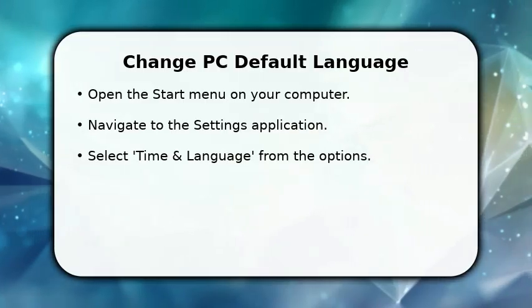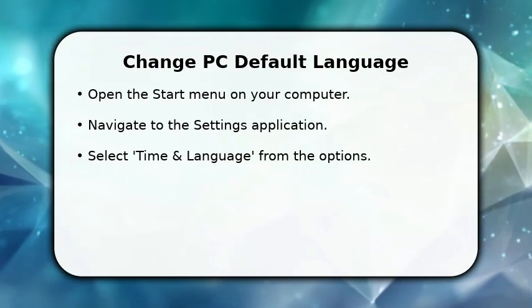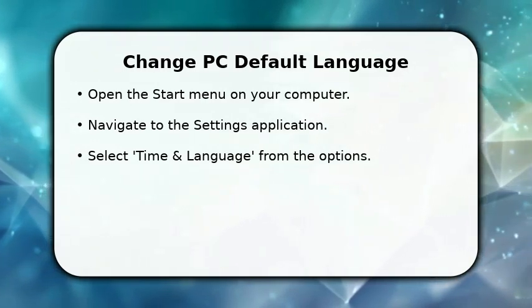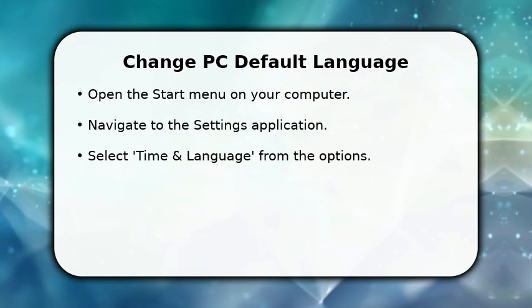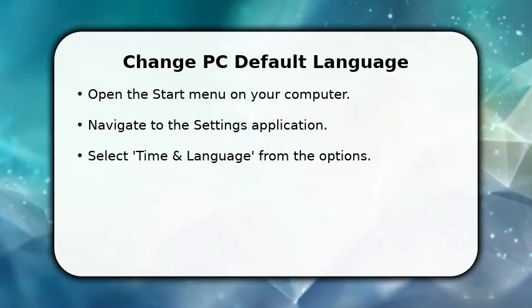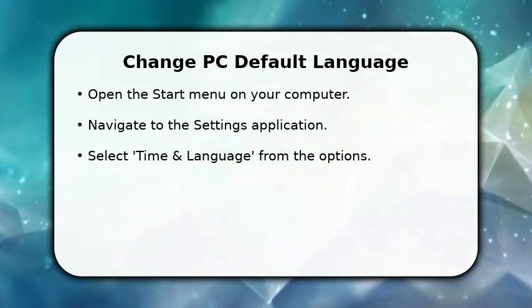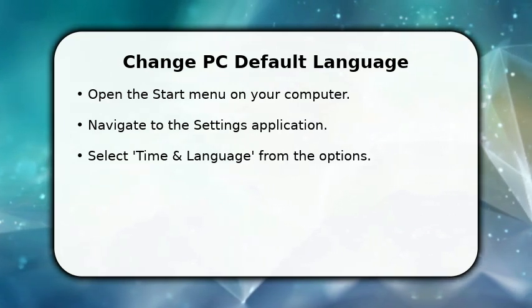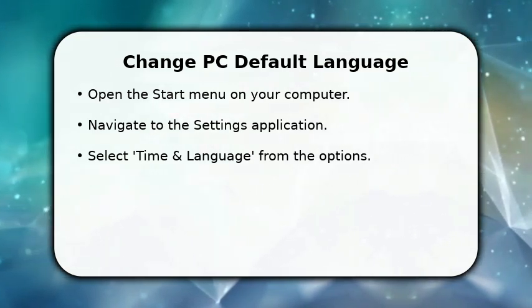In this video, I will explain how to change your PC's default language. First, begin by clicking the Start button, typically found in the bottom left corner of your screen. From there, locate and open the Settings application, which often looks like a gear icon.